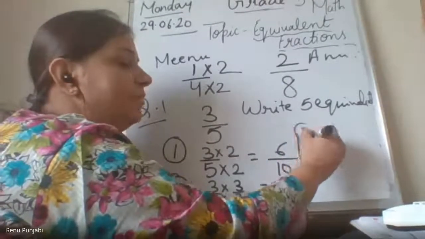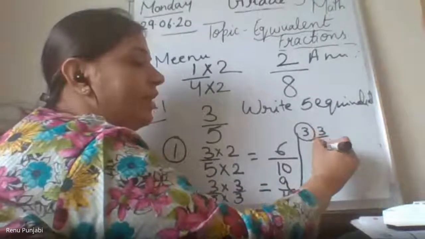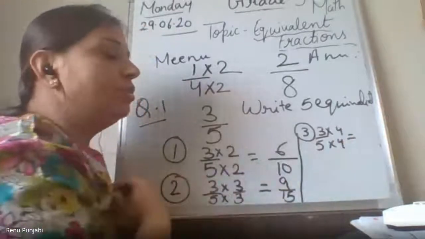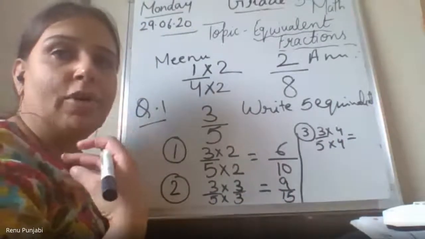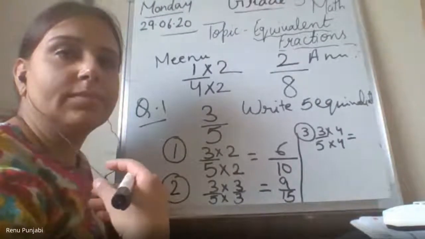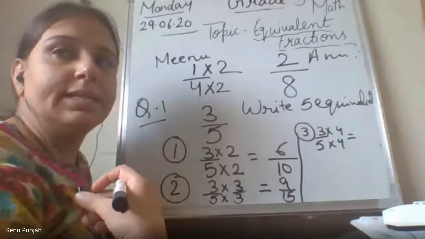Third equivalent fraction, again write the fraction 3 upon 5 multiplied with 4. 4 into 3 is what? Please write in the chat box.